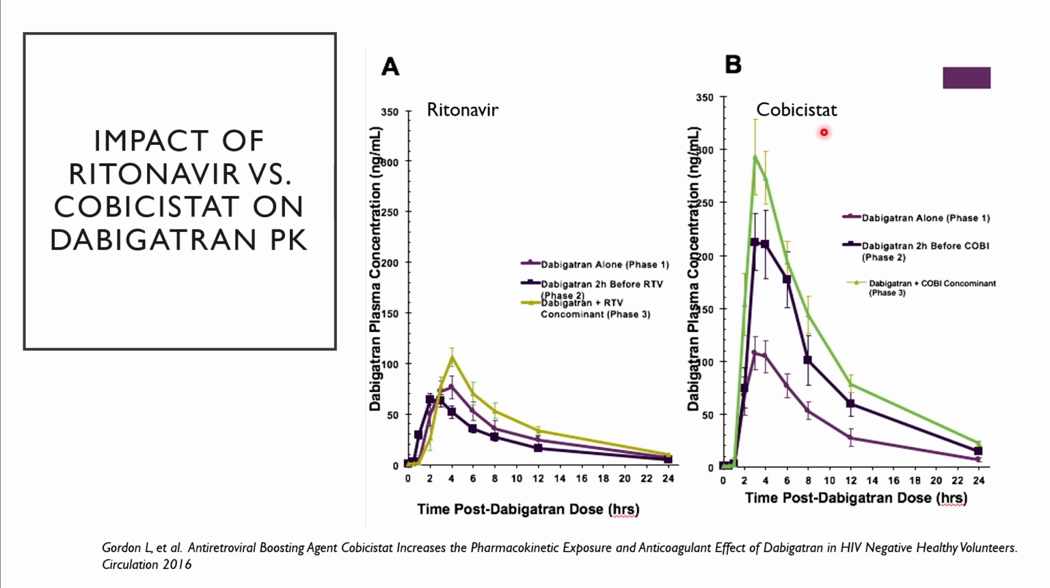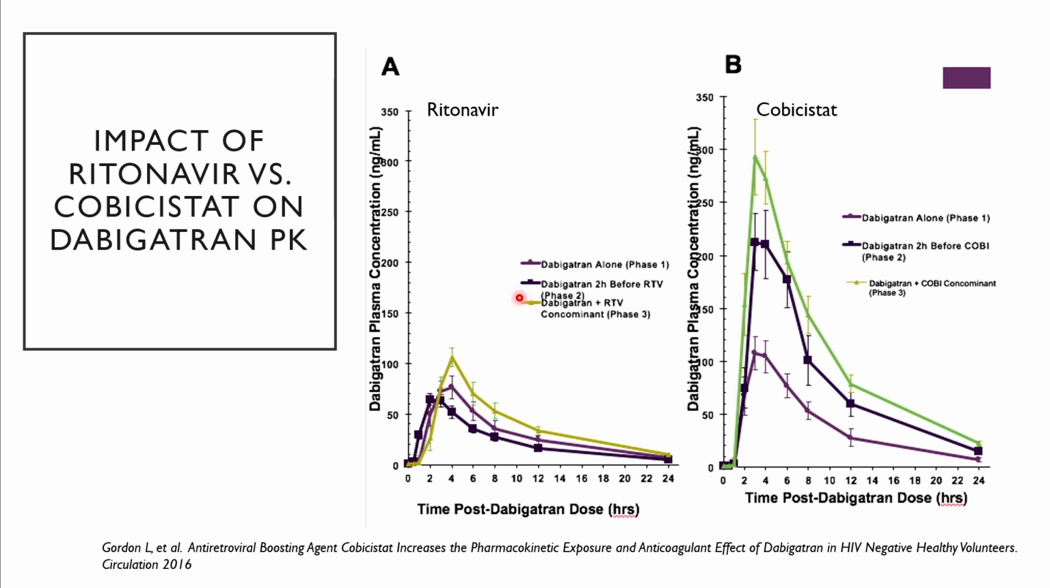These are very simple concentration versus time curves where dabigatran plasma concentration is plotted on the y-axis. The time post-dabigatran administration is plotted on the x-axis. Both of these arms had 3 different phases. The first phase in both arms was to give healthy volunteers dabigatran alone. The second phase included giving dabigatran 2 hours before either ritonavir or cobicistat.